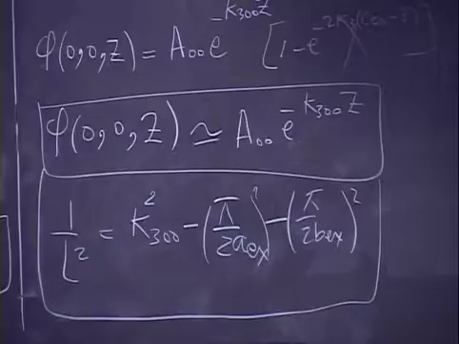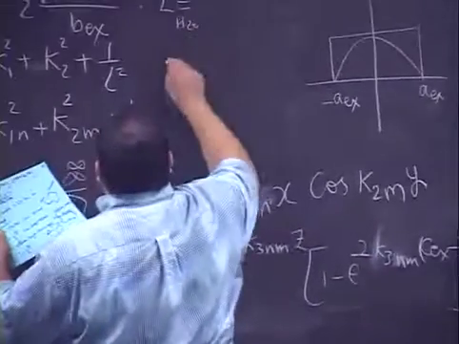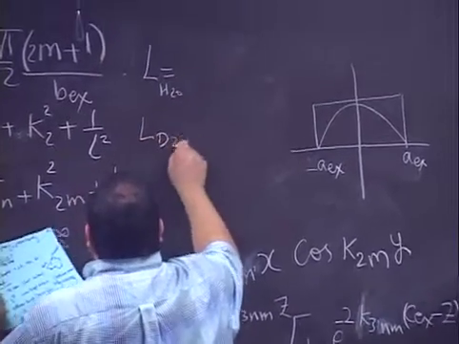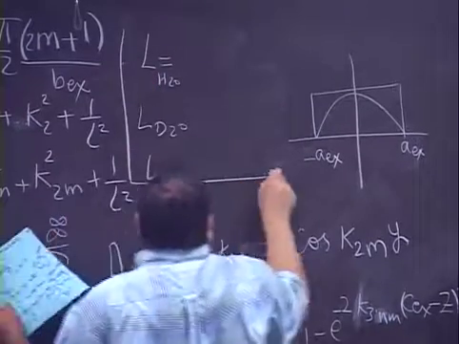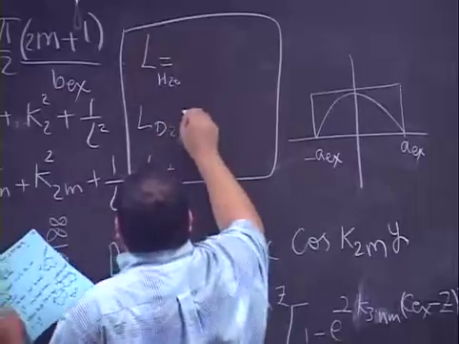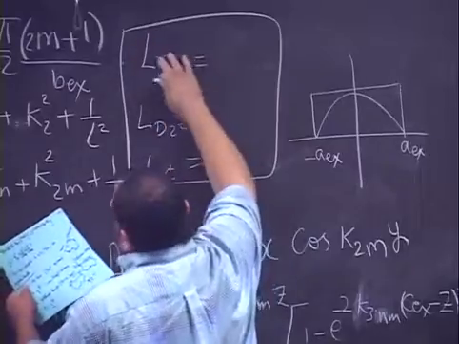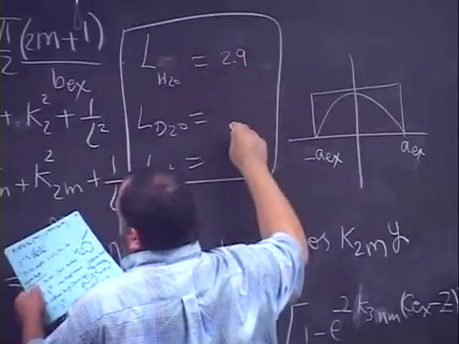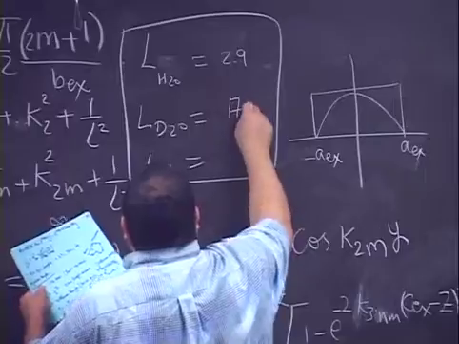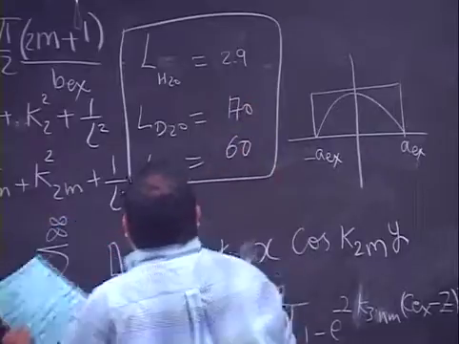It's fun, very fun. So for graphite, for example, let me write it here: L for H2O, L for D2O, and L for graphite is equal to, for light water 2.9 centimeters, for heavy water 170 centimeters, and for graphite 60 centimeters.